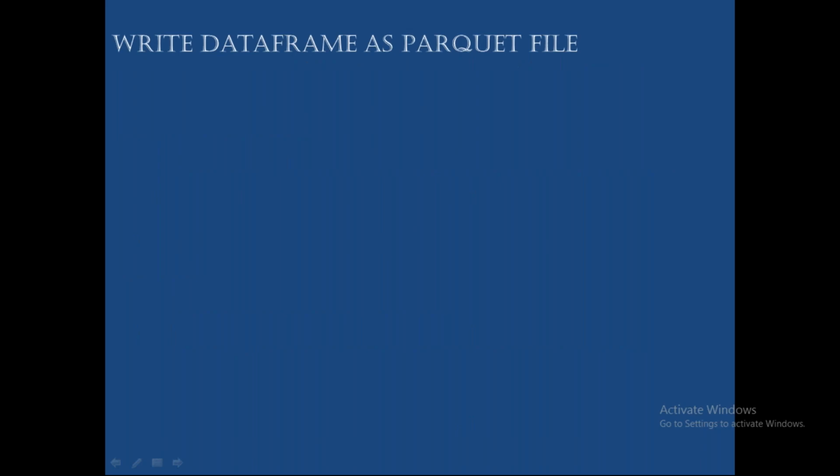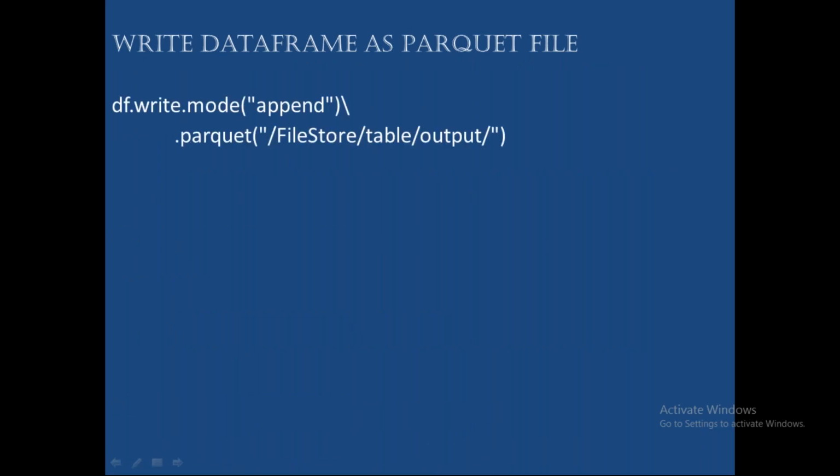Let's move on. Now we will see how to write data frame as a Parquet file. So this is the syntax. df is nothing but a data frame. That data frame data I want to write in which mode? I am writing data in append mode. Append mode means whatever data you have under output directory, to that data, this new data it will add. Append means it will add the new data to the existing data in a directory. Okay, this is the one syntax.